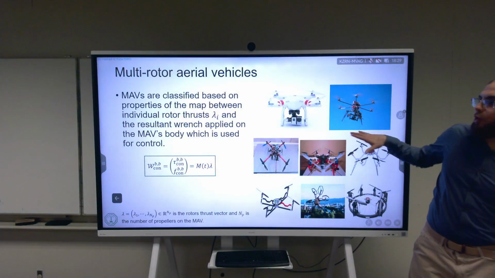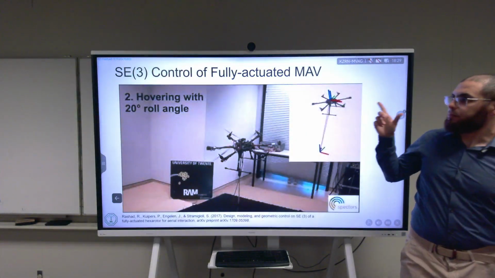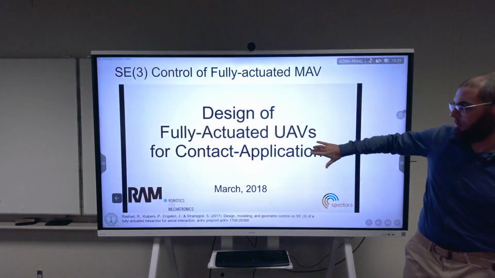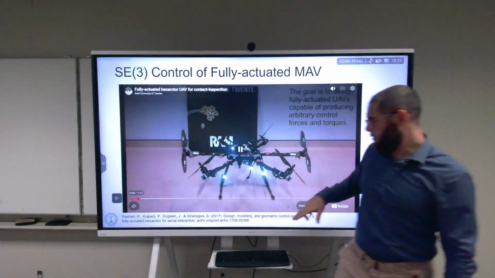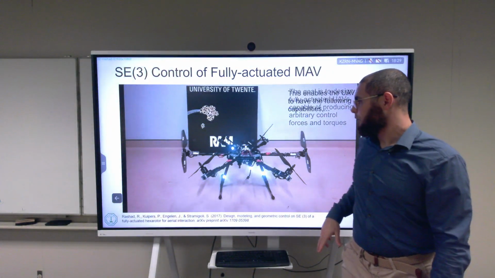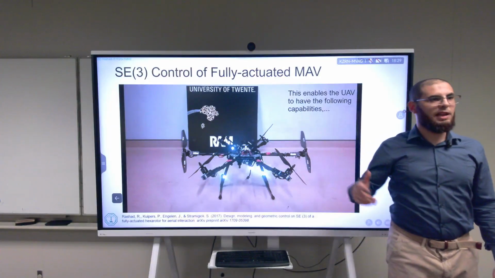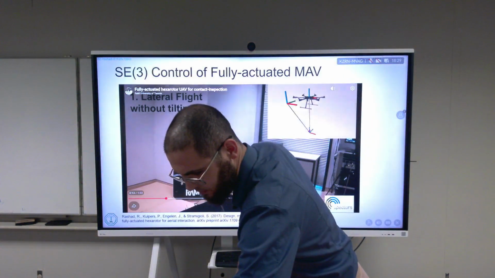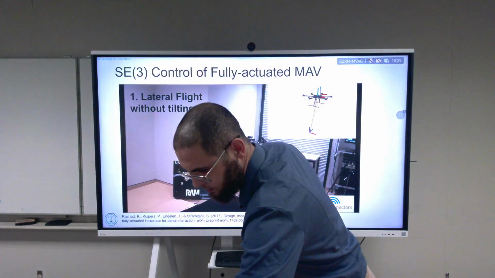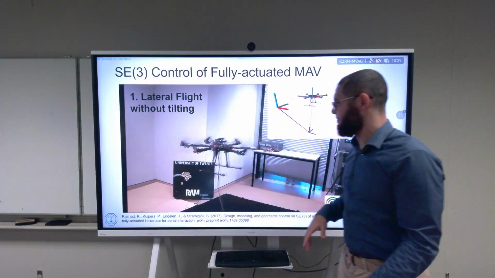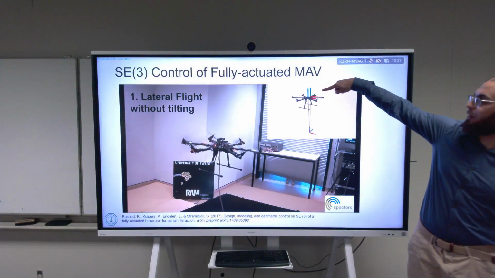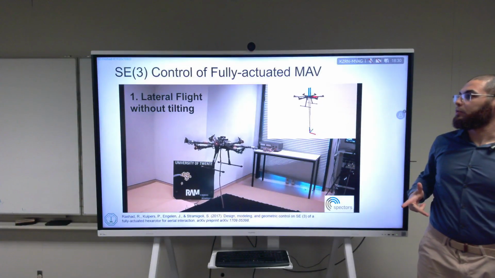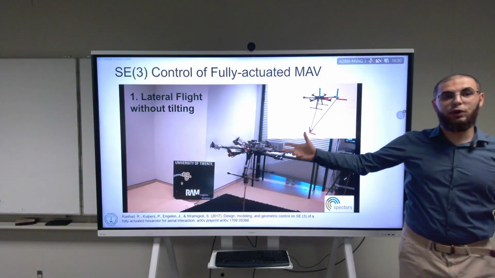So what I want to show you now is the SE3 controller, implemented. Let me show you the videos. That's the drone. We have it down in the lab. You see here, this is the desired frame, and the controller just takes the desired frame and tries to go to it. This drone is fully actuated.